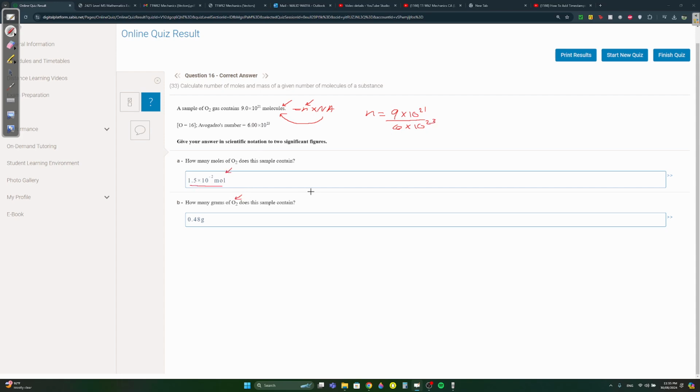How many grams does it contain? We have the moles, we have the molar mass, it's O2. So we can find the mass. n equals m over M. The moles, 1.5 times 10 to the negative 2. The mass, unknown. The molar mass is 32 because it's O2. You cross multiply and you get 0.48 grams.